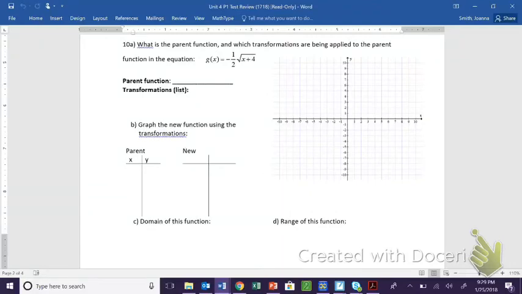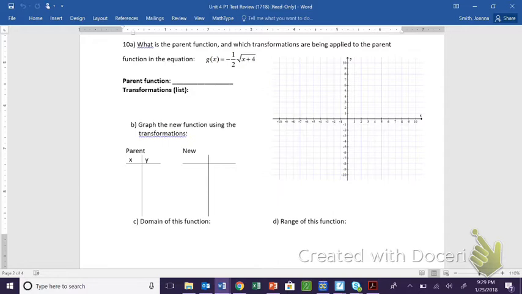Okay, so I'm back from dinner and I got a request to do number 10. I'll probably just go ahead and do the rest of them, or at least the ones that I've done so far, and kind of just talk them through. So I guess this would be test review part 2.